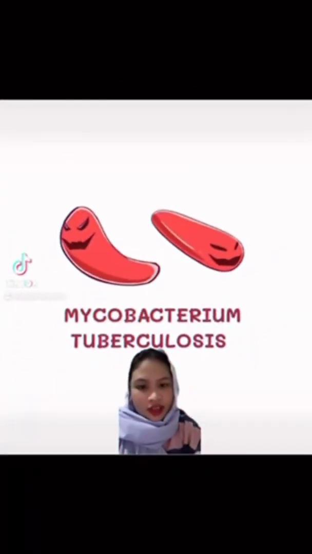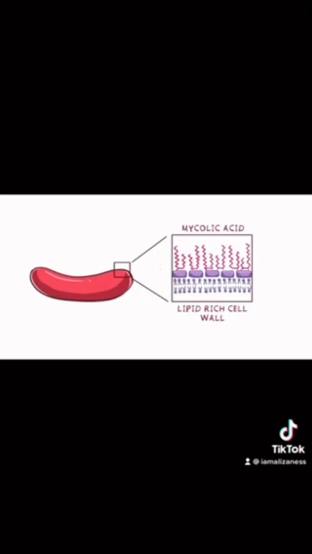Chapter 42, Mycobacteria. Hi everyone, so today we will be talking about Mycobacterium tuberculosis, or as it's commonly referred to, TB. Now before we start, I would like to briefly talk about Mycobacteria itself. It's called Mycobacteria because it contains a unique substance in its cell wall called mycolic acid. Mycolic acid contains lipids, making the cell wall of the bacteria lipid-rich.